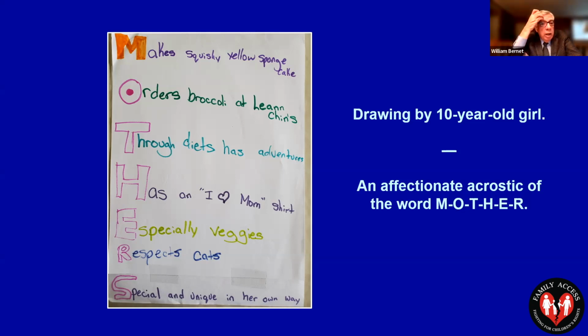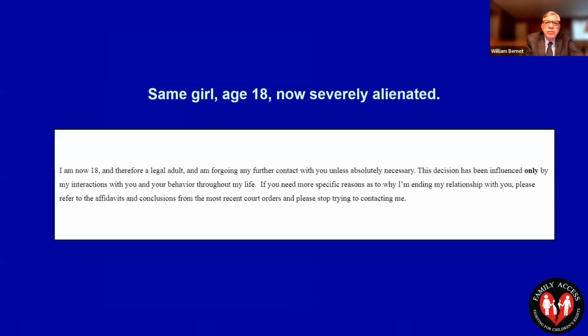And I'm about to show you what amounts to an email. This is actually a cut and paste from an email message that she sends to her mom at age 18 saying, I never want to see you again. In other words, she goes from this really nice, positive, warm feeling to something very, very negative. So here, let's look at this email. Same girl.